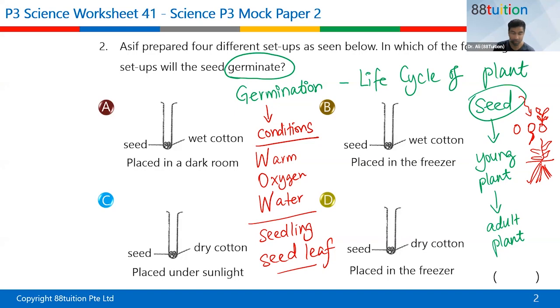What do you think the answer for this question is? Where will the seed germinate? Is it in option A, B, C, or D? A. Why? Just A, but no reason why. Because there's water and warmth.